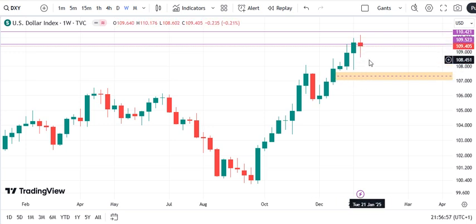Now, if it starts going down from here, this is where I want to see price get to. It could take a week, it could take 2 weeks, it could take 3 weeks, but this is what I am looking at, expecting price to get to this area of inefficiency and also a bullish order block. So these are the areas I'm expecting.